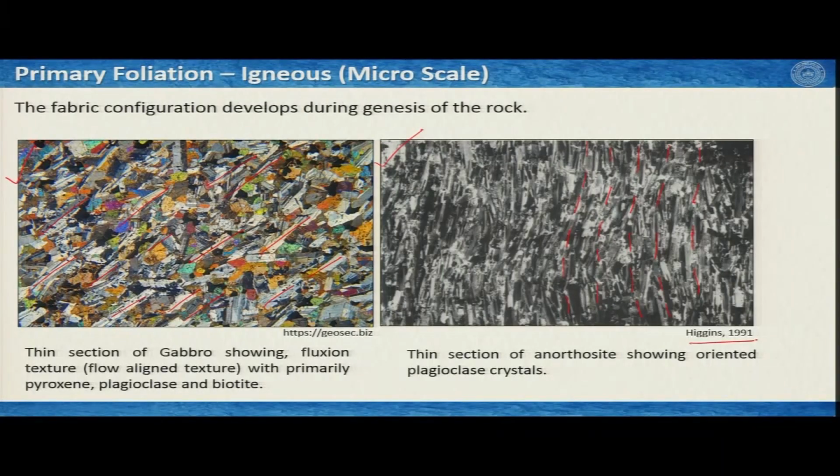Now, at this point you can certainly ask a very valid question: this is associated with deformation, so why are these not secondary foliation? Why are we assigning this as primary foliation? As I said, this is a valid question, and you are right. Yes, these foliations did form due to deformation to some extent. However, they formed when the rock was forming.